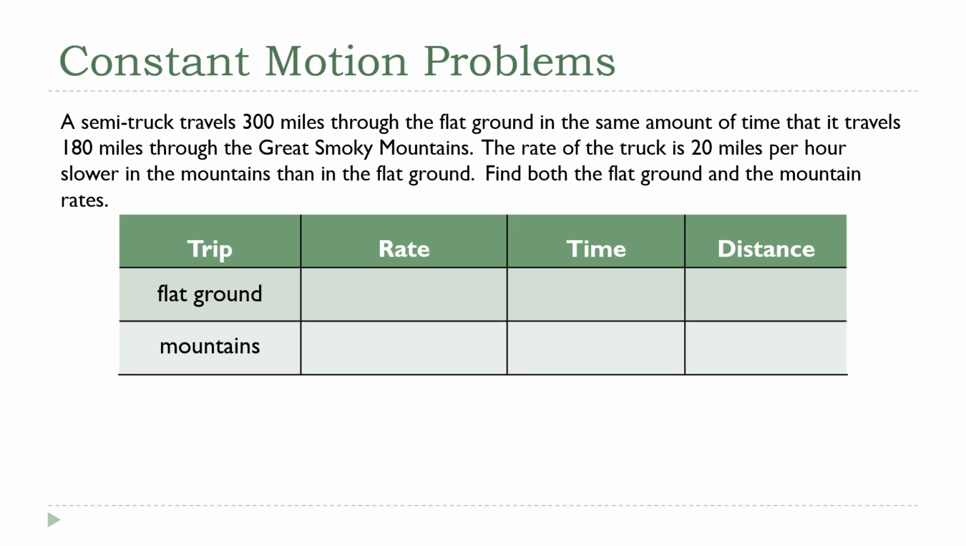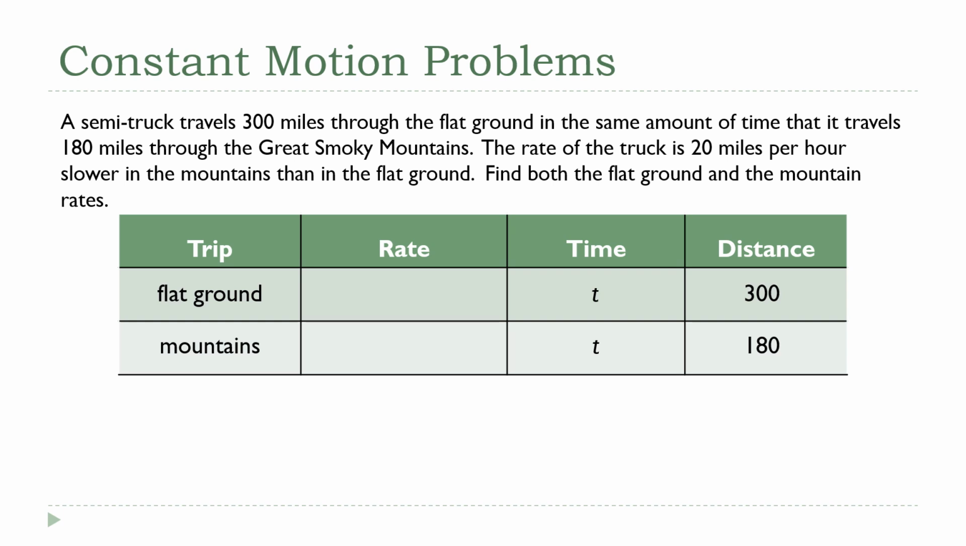So the question says, a semi-truck travels through 300 miles on the flat ground. Okay, so let's put 300 in for the flat ground distance. And in the same amount of time, it travels 180 miles through the mountains. So the mountain distance is 180, and the times are both the same. Now, I don't know what they are, so I need a variable, but I'm going to put the same variable in both rows in that column, because it's the same amount.